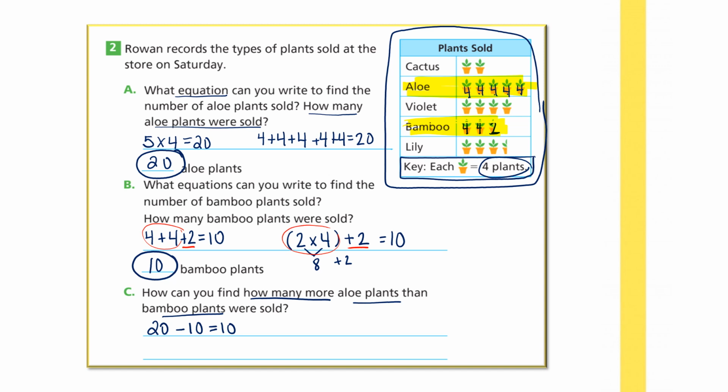And if we want to look at our chart, let's cross off what they have in common. Well, they each have one whole plant, which is 4. They each have another whole plant or flower pot, which is another 4. And then the bamboo has 2. So I'm only going to cross off 2. And that leaves me with 2 on this side. So the aloe plant has 4, 8, 10 more than the bamboo plant.